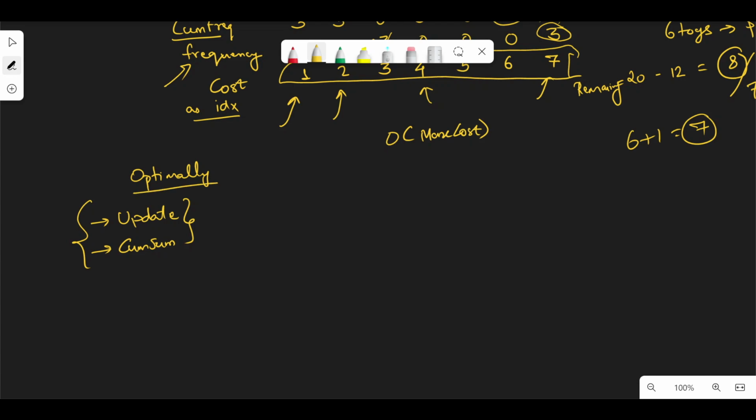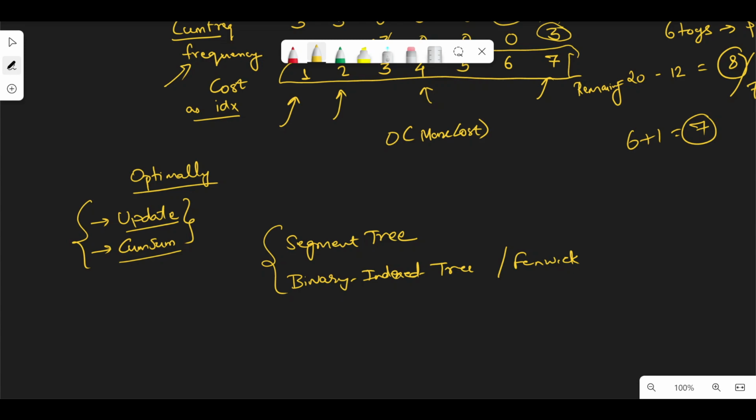There are data structures that can be used to do update and prefix sums optimally. One example for that is you can use a segment tree. Another example is you can use a binary index tree, which is also called Fenwick tree. And what these solutions provide is the capability to do both update and sum in log n time.